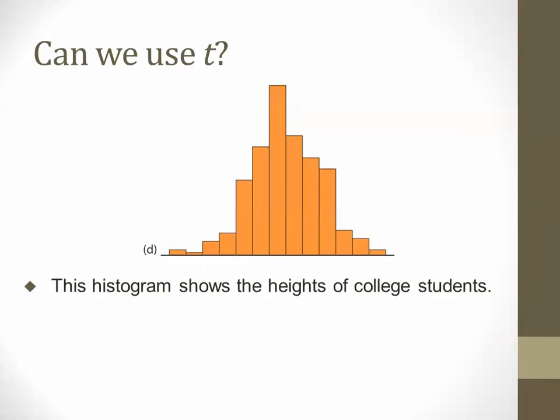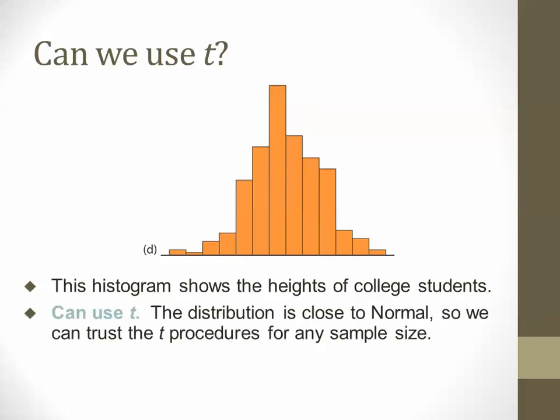And can we use t here? We can because the distribution is close to normal. So really for any sample size we do out of here, we could trust it.